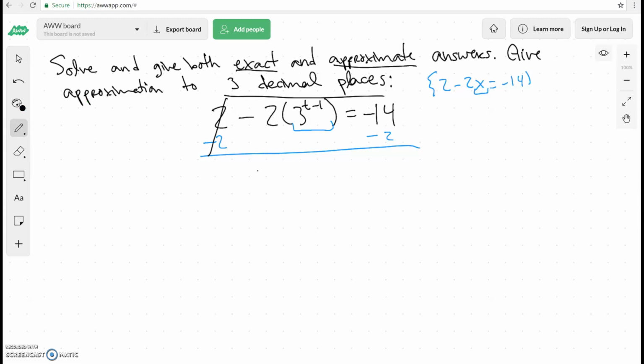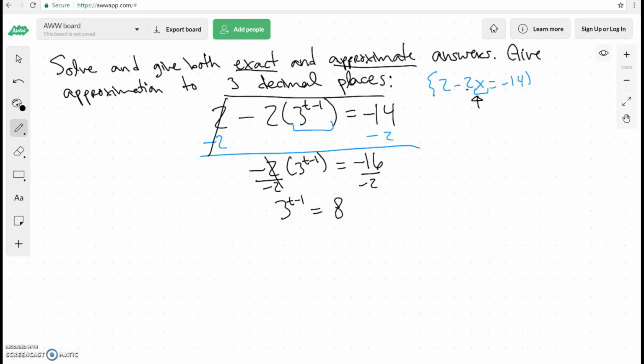So this is going to go away. I'm left with the minus 2 times 3 to the power of t minus 1 is equal to negative 16. All right, and then in order for me to isolate this, I would divide by this negative 2. Divide by a negative 2. This goes away, so I'm left with 3 to the t minus 1 is equal to positive 8.